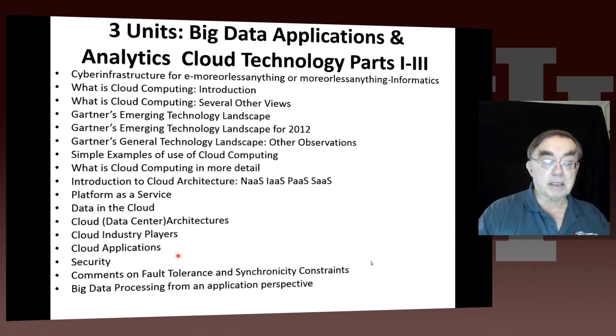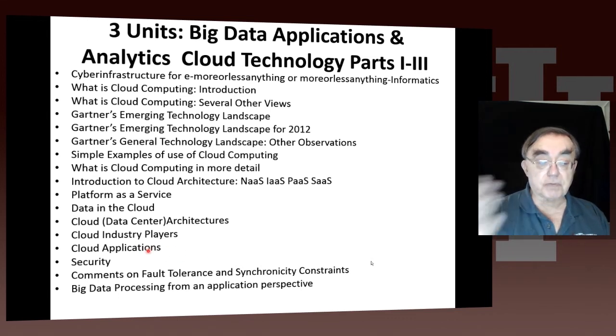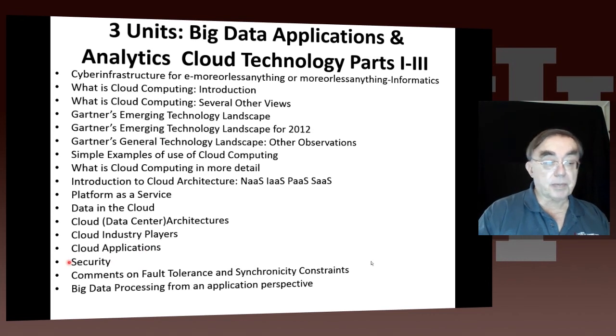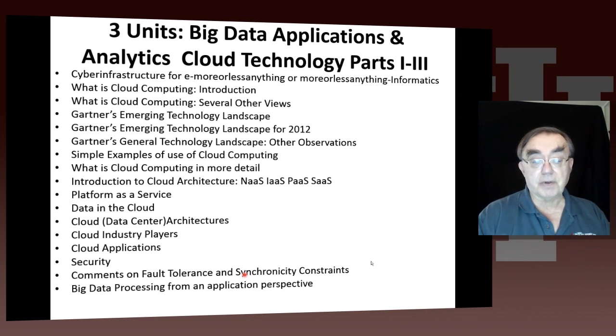And we come back and look again at what applications run on clouds and what don't. Security, we already pointed out, is critical. Fault tolerance is an important issue. And also the fact that when you do parallel computing, you need to work together on the same problem, and therefore you have to synchronize. So we discuss synchronization constraints. And then we discuss big data processing from an application perspective.